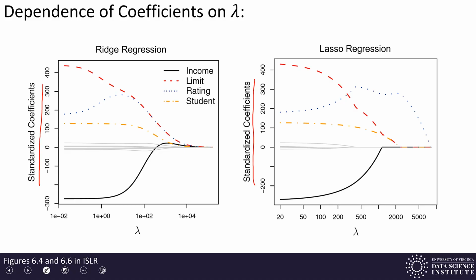Standardized coefficients. On the left-hand plots, this is ridge regression. On the right-hand plot, it's lasso regression. And so we're going to look at those standardized coefficients on the vertical axis as a function of this lambda on the horizontal axis. And remember, lambda measures how strong of a penalty we're going to have on the coefficient size. So the larger lambda is, the smaller our total coefficients are going to be.